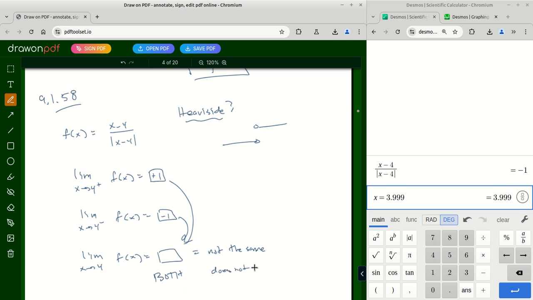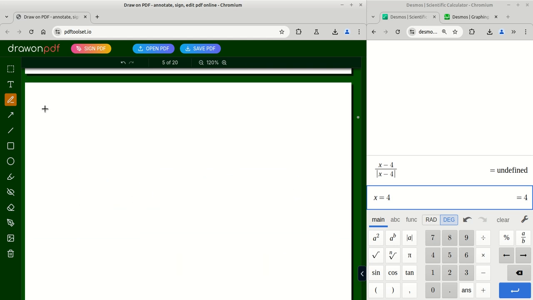Does not exist. Now, that's not just because I plugged in 4 and I got undefined. That's not the reason why here. You could have a limit where on both sides they're approaching this point that doesn't quite exist, and yet they can both be approaching it. And if they're approaching it both the same, then your limit exists. So it just does not happen in this particular case. Let's keep cruising.